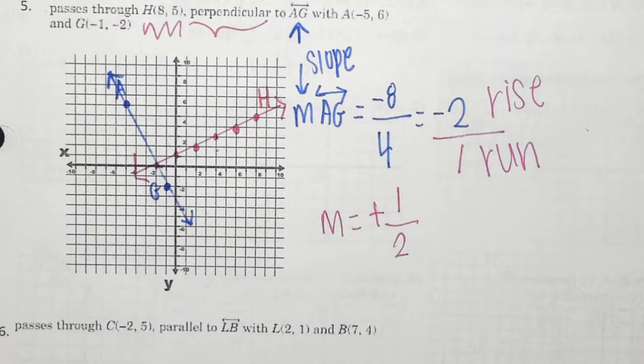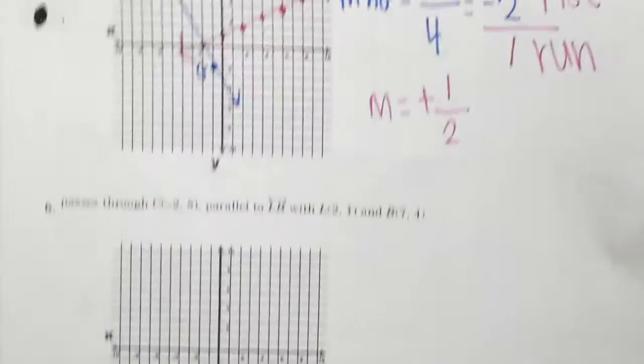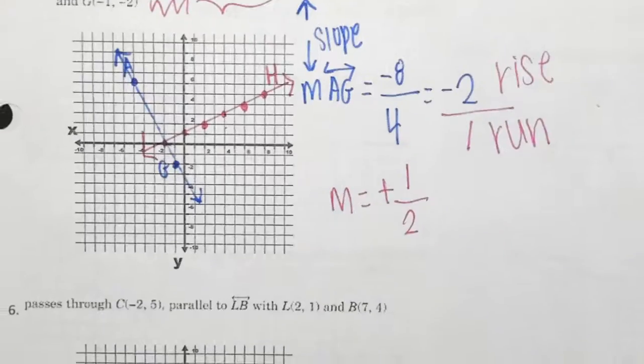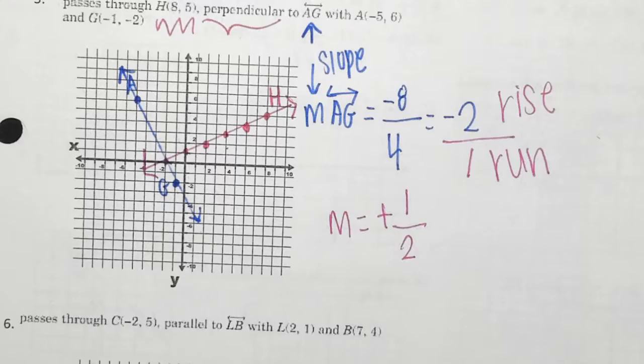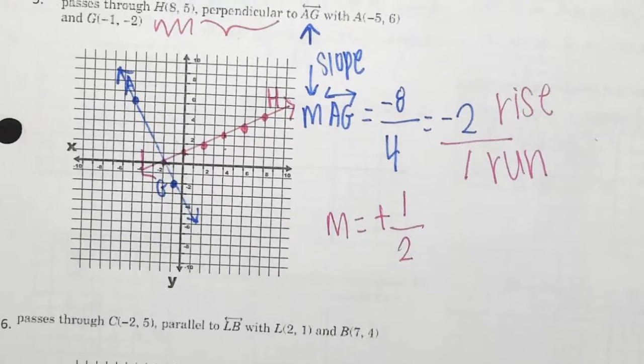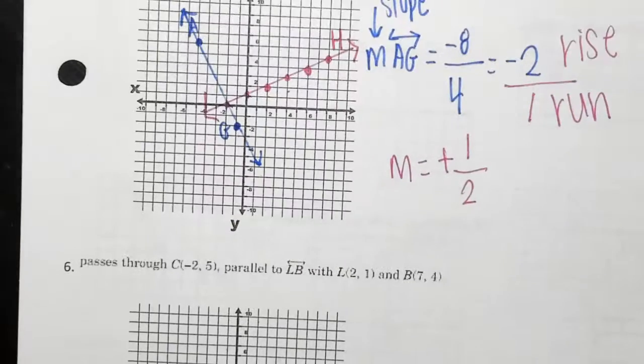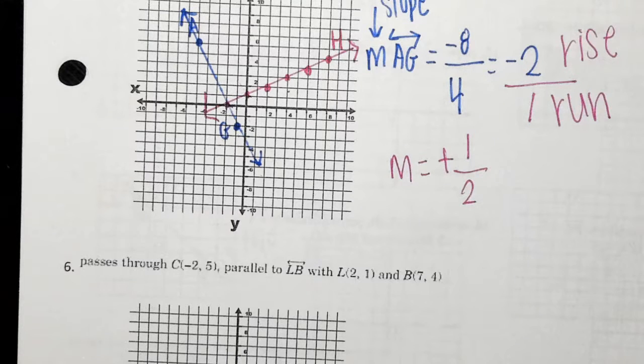Okay, I want you to try 6. What's the only thing that's different about 6? It's what? Parallel. That's the only difference. Try 6. Everybody do 6.